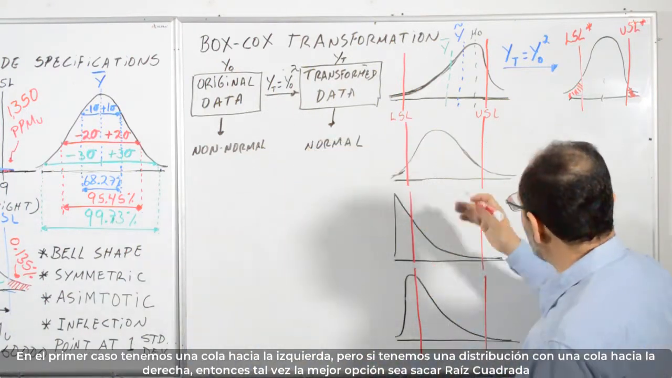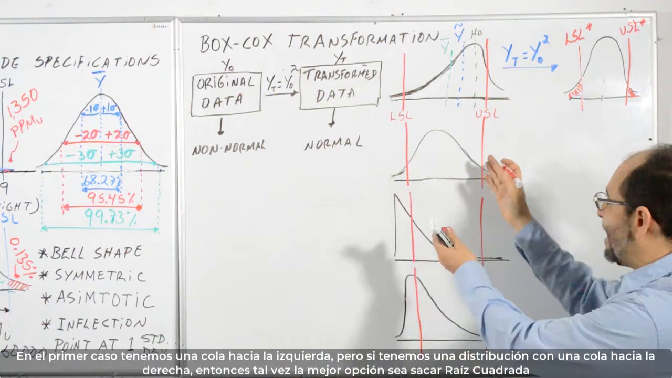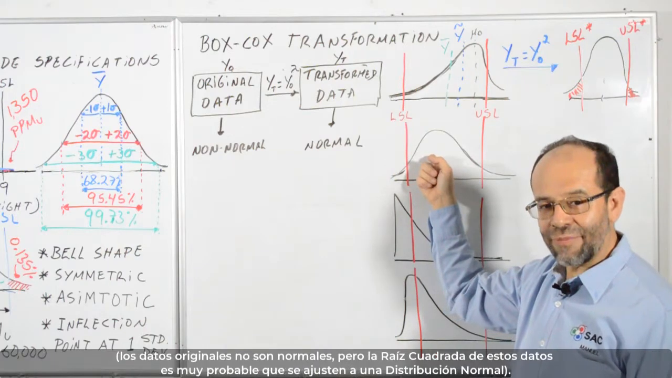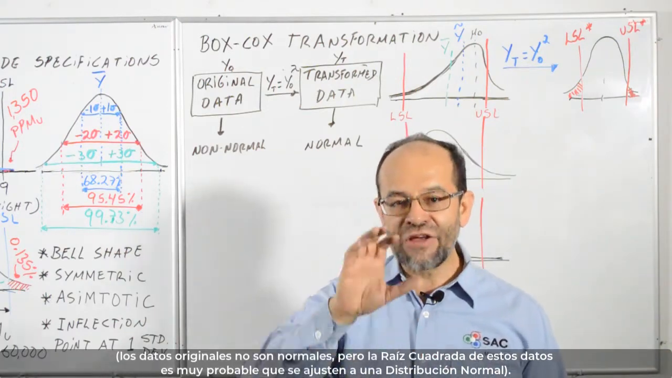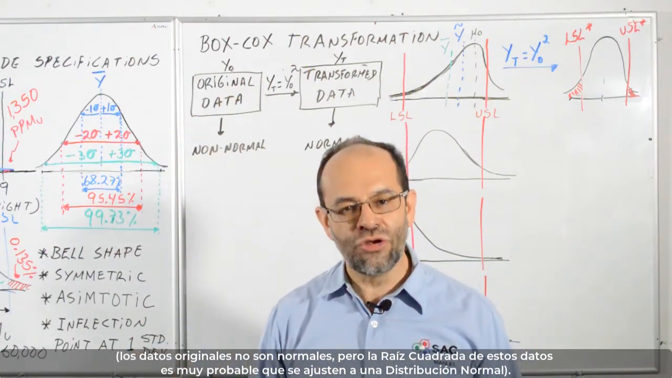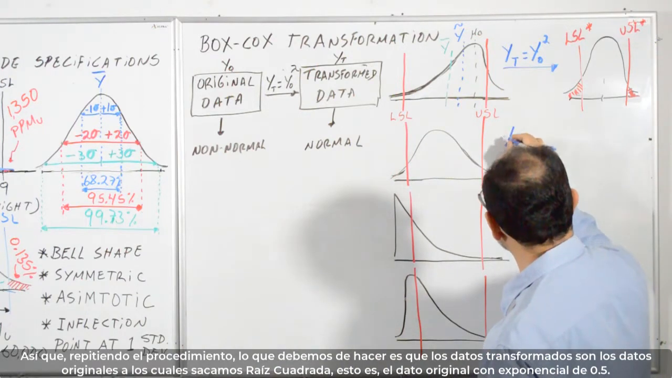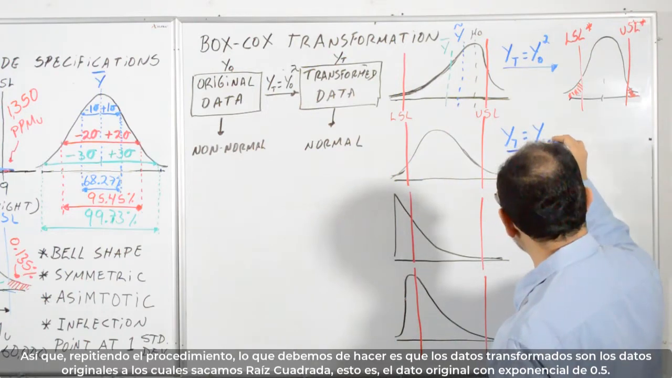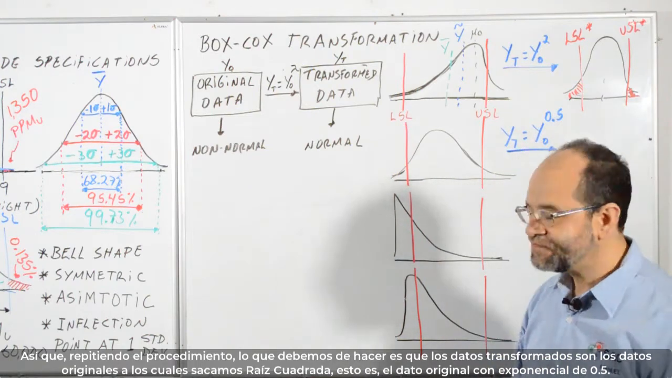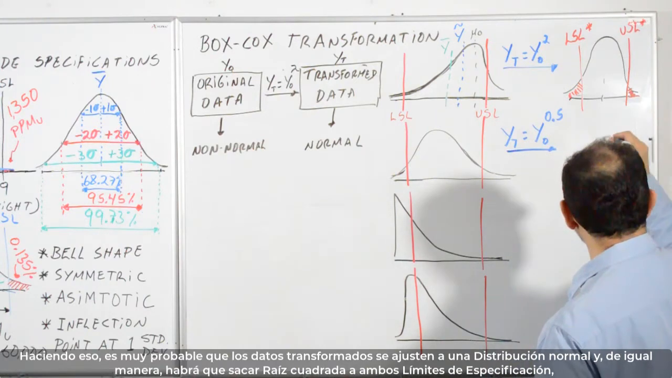Or for instance, if we are having something like this, for the first one we had a tail to the left, but if you have a tail to the right, perhaps the best option is to take the square root of the terms. The original data is not normal, but if you take the square root of the original data, the square root of the data very likely will become a normal distribution. So we are doing the same mechanics. The transformed data is the original data square root, let me say exponential 0.5. And with that, very likely it will become a normal distribution.